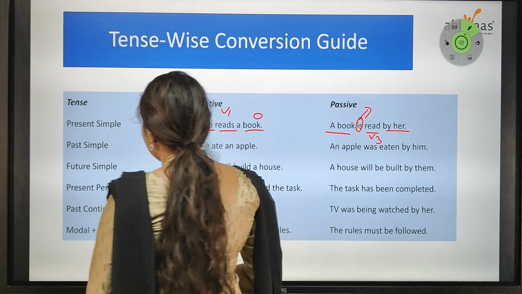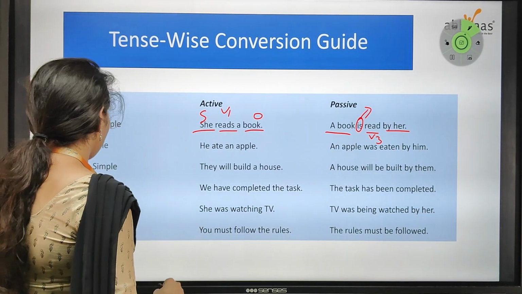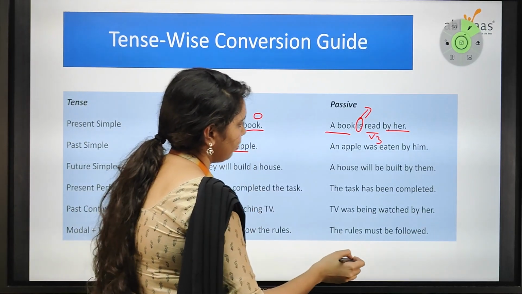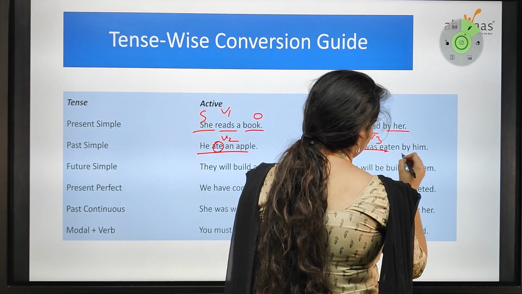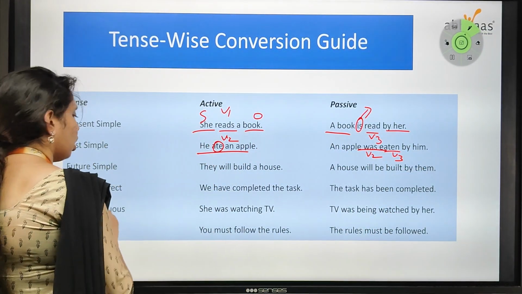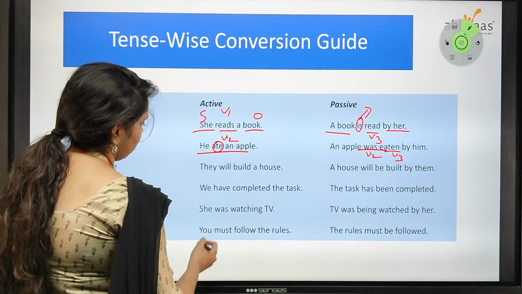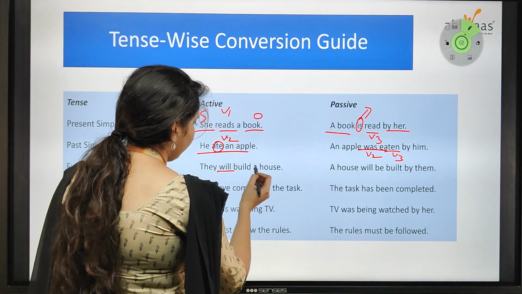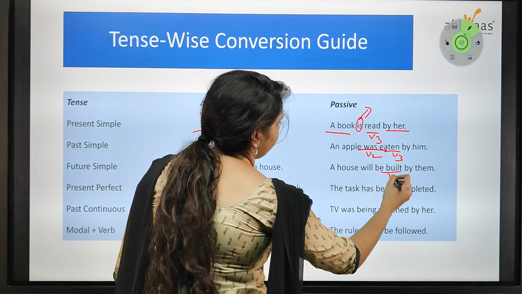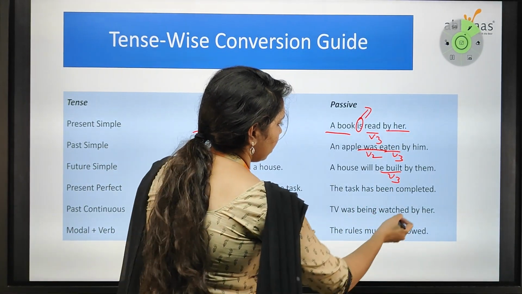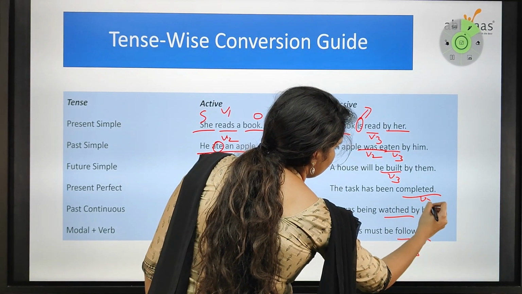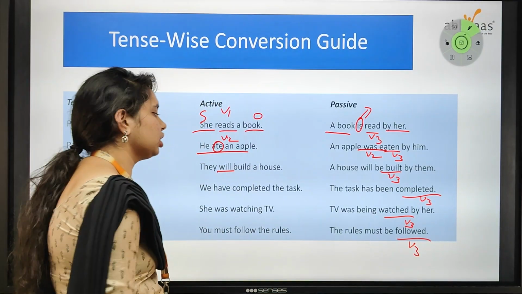Let's look at the be form for other tenses as well. Simple past. He ate an apple. Ate is in V2, right? So that becomes an apple was eaten by him. So eaten becomes your V3. V2 is your be form here, was. Future simple. They will build a house. A house will be built by them. Again, built here is your V3 form. Remember, in all the sentences, the verb would be in V3 form. And the important point to note here is how we are going to change the be form.